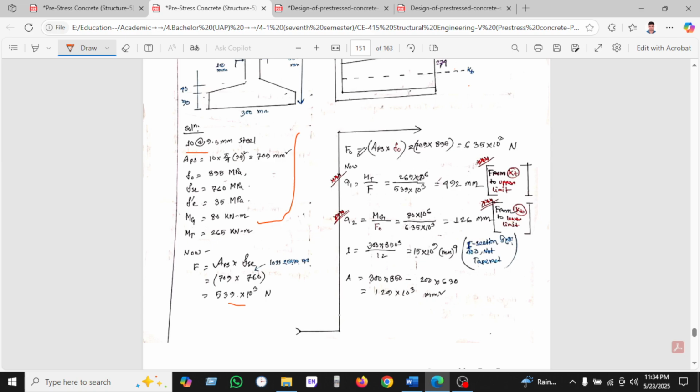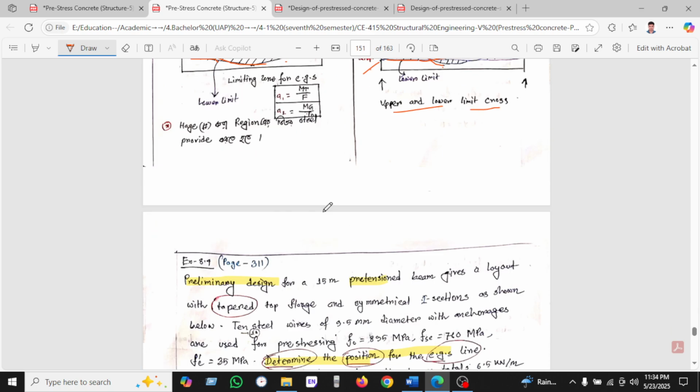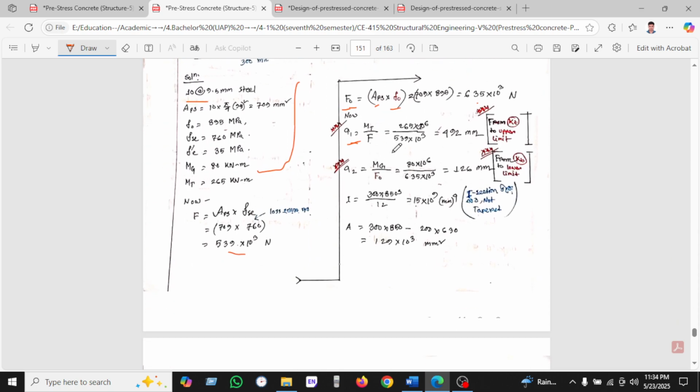After finding this below, the initial force will be area into initial force, which is found below, and this is how we will calculate. This is the formula for the top kern to the upper limit. So we can calculate the top kern to the upper limit, which is Mt divided by F, and found this value from Kt to the upper limit.